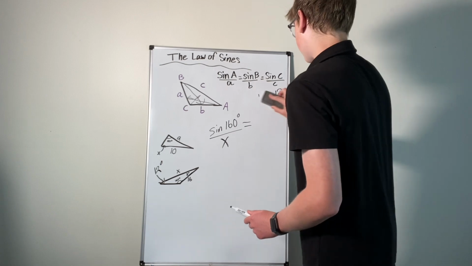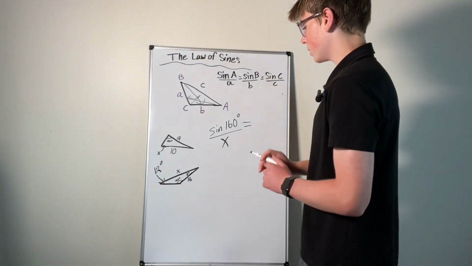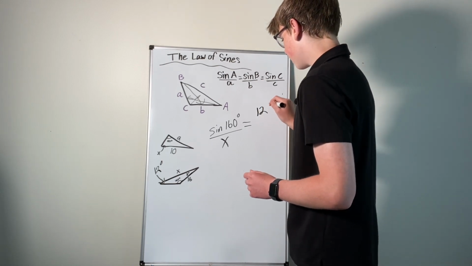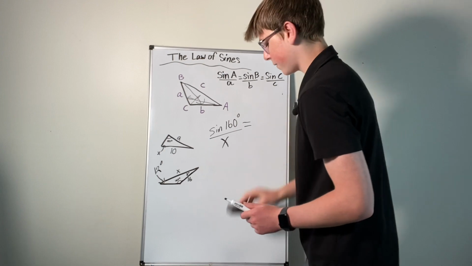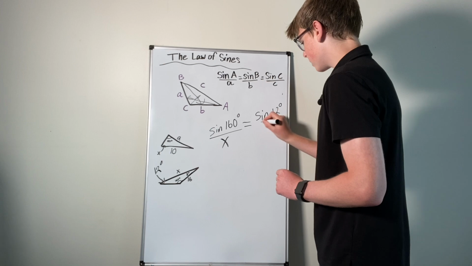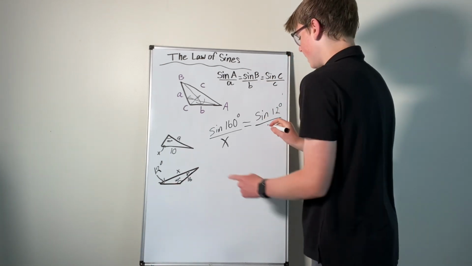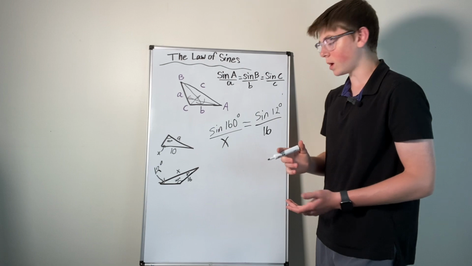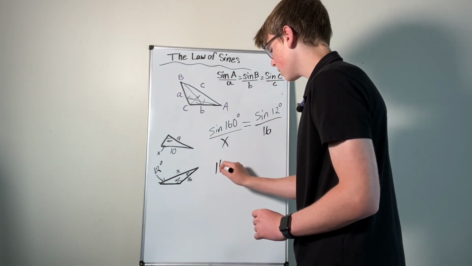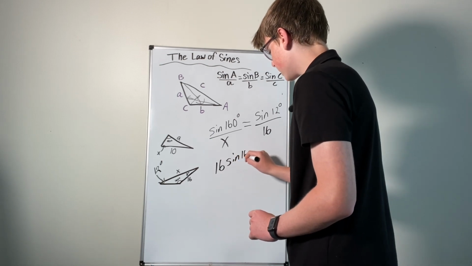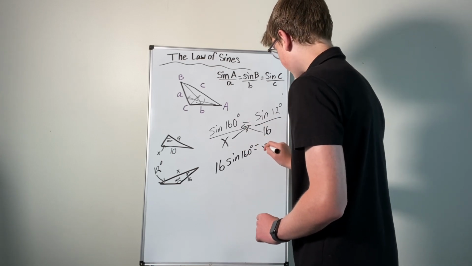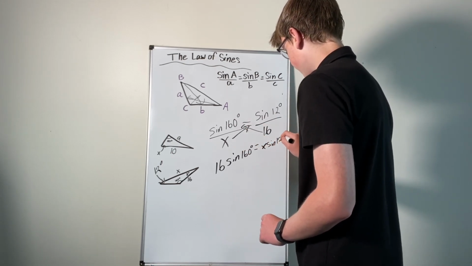So what we're going to do is we're going to use 12 degrees. So sine 12 degrees over the side opposite it, which is 16. Now what are we going to do? Well, we could just cross multiply. So we'll have 16 sine 160 degrees equals x sine 12 degrees.